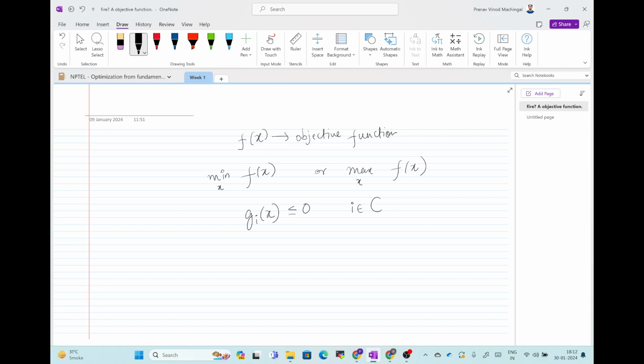If you consider that Google Maps kind of problem, there each road can have a decision variable, like x of 1 for road 1, which should be either 1 or 0. So it is a binary variable, so x1 can only take binary values. x2 is a variable for another road that can take binary values. x3 is a binary variable that can take some value.